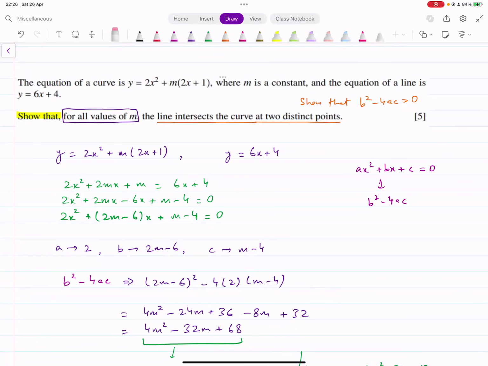Now, once we've got this form, we have to prove that this is greater than 0. This is always greater than 0. No matter what value of m you put there, this is always greater than 0. How do you do that?